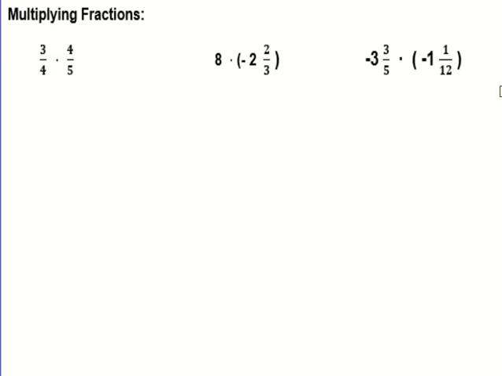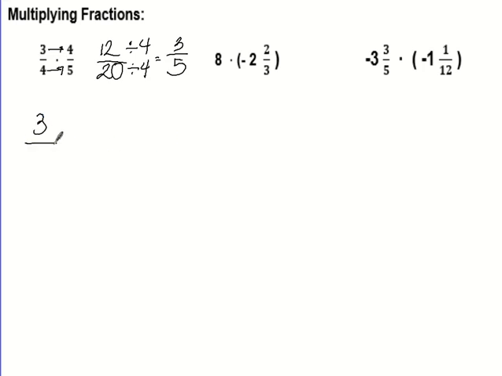All right, fractions. With multiplying fractions, we do not have to find a common denominator. We get to just multiply straight across. 4 times 3, 12. 4 times 5, 20. Now, we do have to reduce or simplify. We have to take it down to its lowest terms. So I can divide this one by 4 and this one by 4 to get 3 over 5.